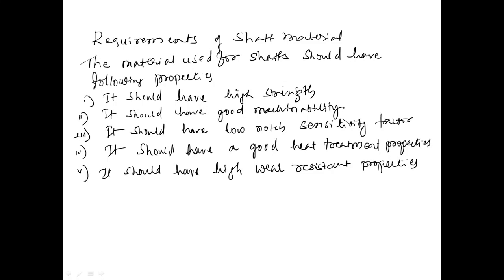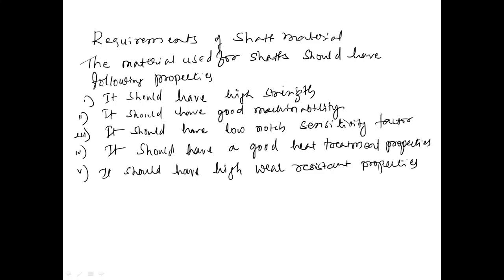Fourth one is it should have good heat treatment properties, because the shaft is going to be used in different environments. Wear and tear may occur if it is mounted in a bushing. One example I can quote for heat treatment properties is the crankshaft, which is going to be used in IC engines.